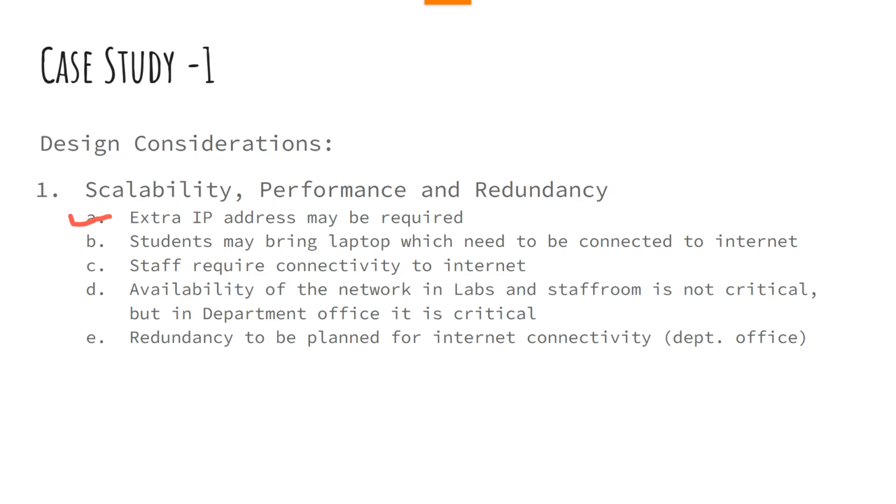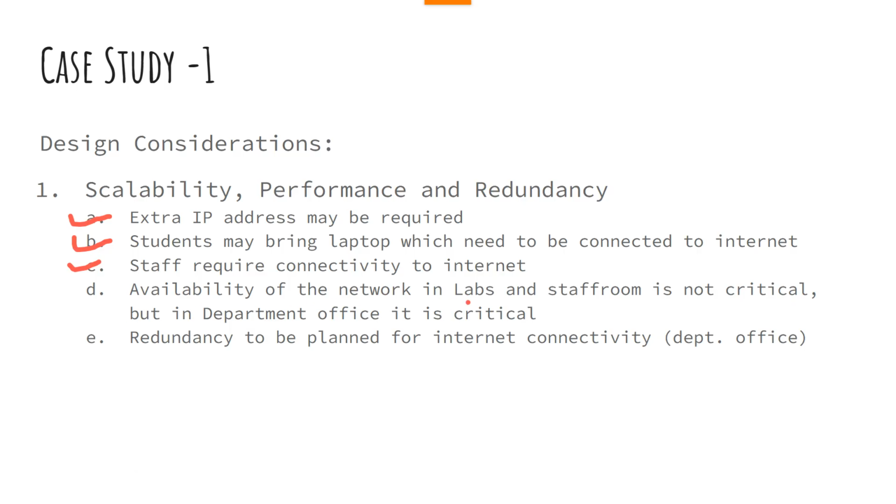Another thing that we need to also take care of is, in the lab in future we may have to make a provision of wireless connectivity. That is, the students may bring in laptops and there will be a wireless connectivity which is allowed. So in such case also I need to keep certain IP addresses available. The second point is that laptops may need to connect to the internet. The staff require connectivity to the internet, so the department office and the staff room, we need to be able to connect those to the internet.